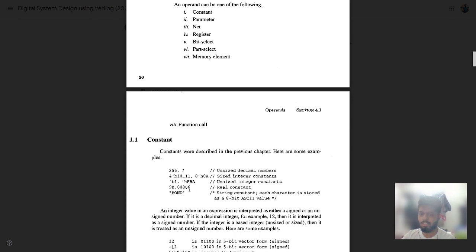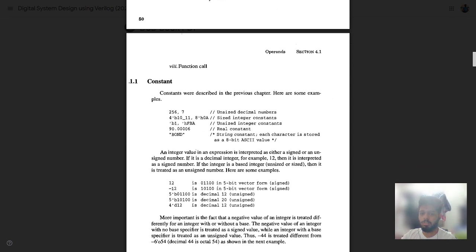6, 7, etc. An integer value in an expression is interpreted as either a signed or an unsigned number. If it is a decimal integer, for example 12, then it is interpreted as a signed number. If the integer is a based integer, unsized or signed, it is treated as an unsized number. Here are some examples: 12, minus 12, etc.